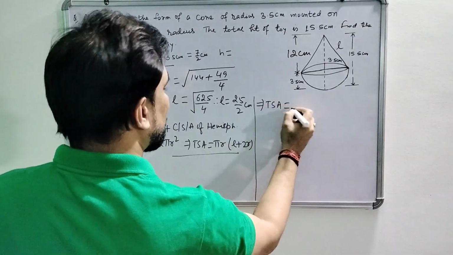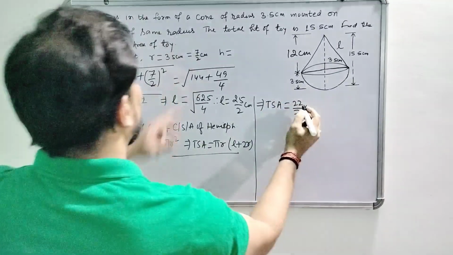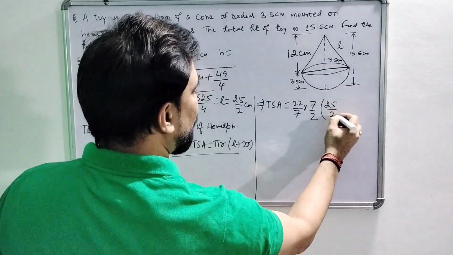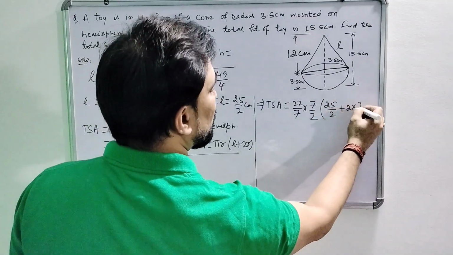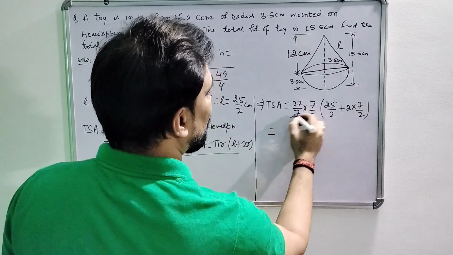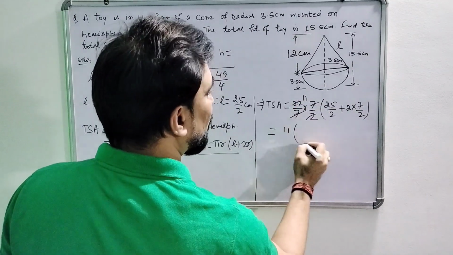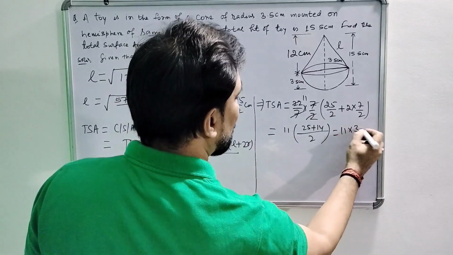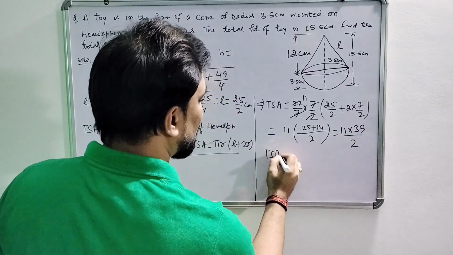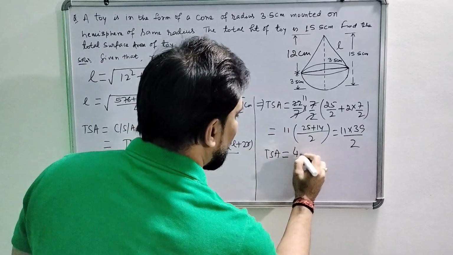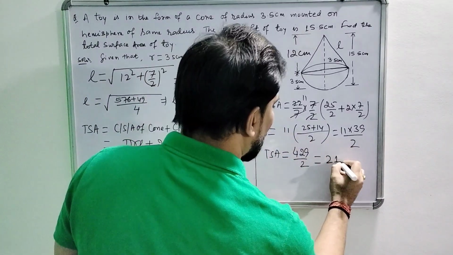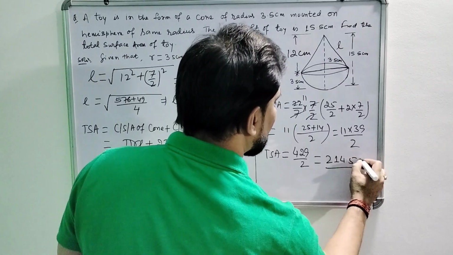Total surface area, radius is 7 upon 2, l is 25 by 2, plus 2 into r. So total surface area will be 429 upon 2, which is 214.5 cm square.